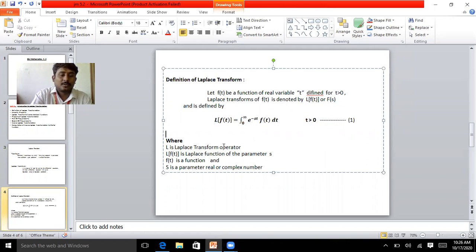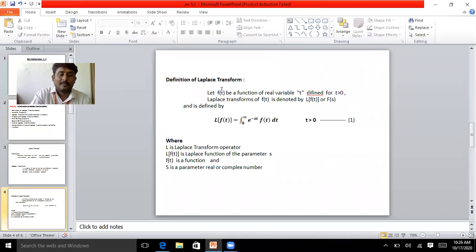Here L is called the Laplace transform operator, and L{f(t)} is called the Laplace function of the parameter s. f(t) is a given function, and s is a parameter of real or complex numbers.